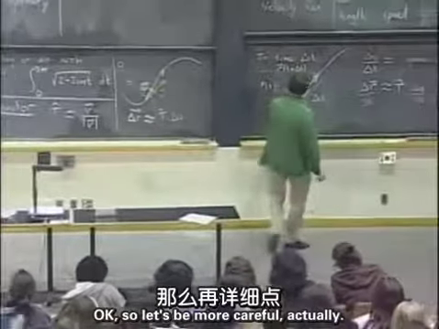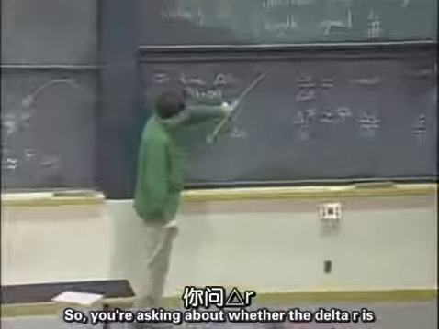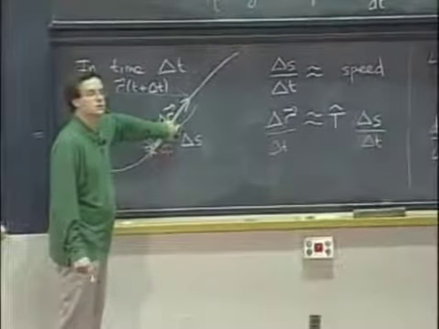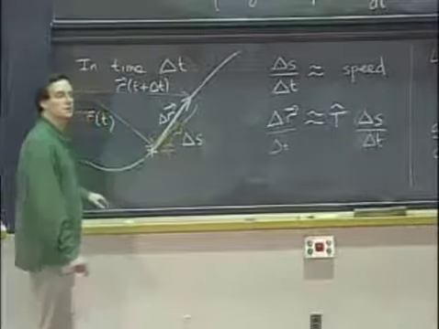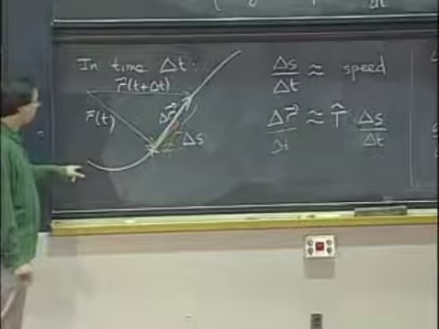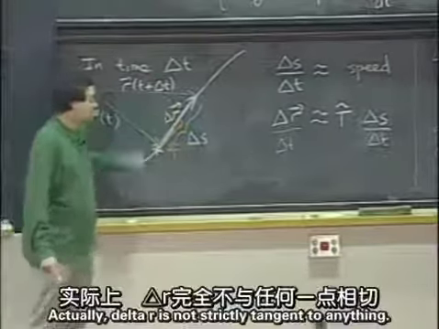So, okay, let's be more careful, actually. You're asking about whether the delta r is actually strictly tangent to the curve? If your first time is on the other side of that bottom curve, and your second time is somewhere else, it wouldn't be tangent to much of anything. That's correct. Actually, delta r is not strictly tangent to anything.